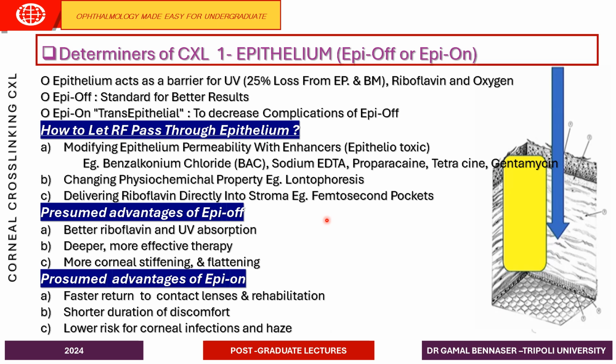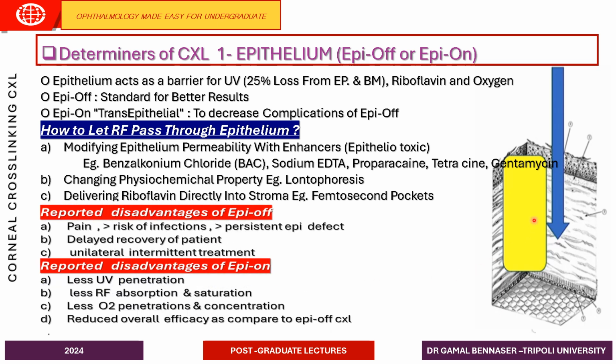Now, there are certain presumed advantages of the epithelial off protocol, which shows better absorption of the riboflavin, deeper and more effective treatment, more corneal stiffness and flattening, and improved corneal biomechanics with this classical Dresden protocol. Also, there are some presumed advantages of the epithelial on technique, in which there is rapid rehabilitation of the patient, rapid recovery to the use of contact lenses, and less pain as compared to the epithelial off technique. And also we can do the technique as an outpatient technique with bilateral treatment for both eyes, because of minimum risk of infection.